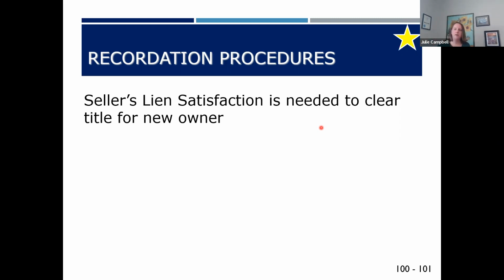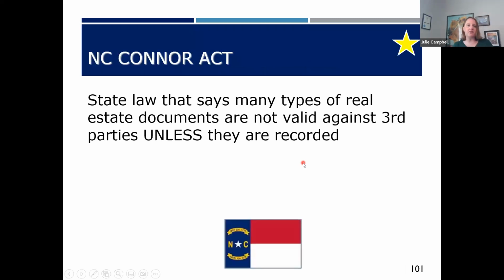Earlier today, we briefly mentioned something called the Connor Act. So now let's go ahead and officially introduce you to the North Carolina Connor Act. North Carolina's Connor Act is a North Carolina state law that says that there are several types of real estate documents that are only valid if they're recorded.